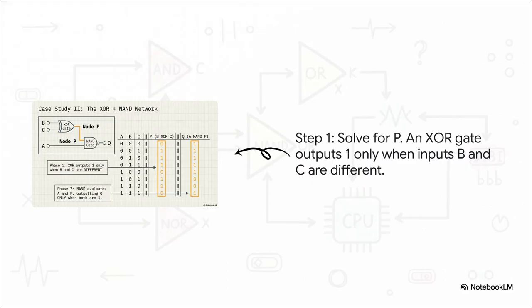Okay, first things first, let's solve for our intermediate node P. For now, we're going to completely ignore column A and just look at columns B and C. The XOR rule says we're looking for rows where B and C are different. So the first row is 0 and 0. They're the same, so P is 0. The next row, 0 and 1, they're different, so P is 1. We just follow that simple logic all the way down the P column.